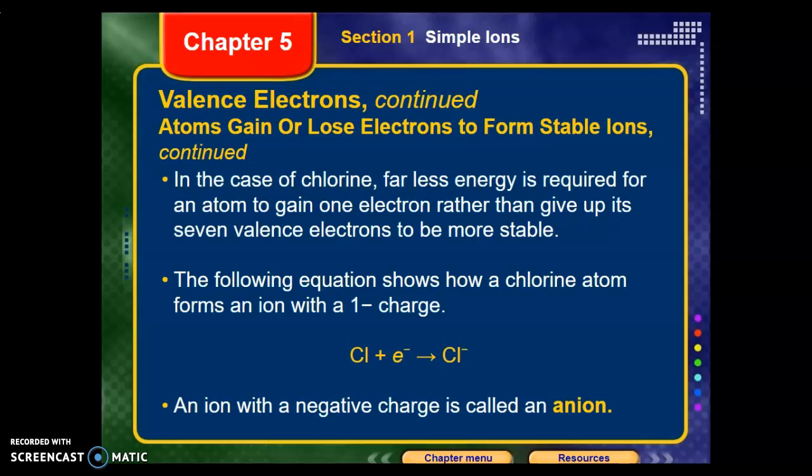And then the other option you have, other than losing electrons, is to gain electrons. And that's what you see the nonmetals do on the right-hand side of the periodic table. And so here's an example of chlorine gaining an electron, becoming a chloride ion. When you become an atom with a negative charge, you become an anion.